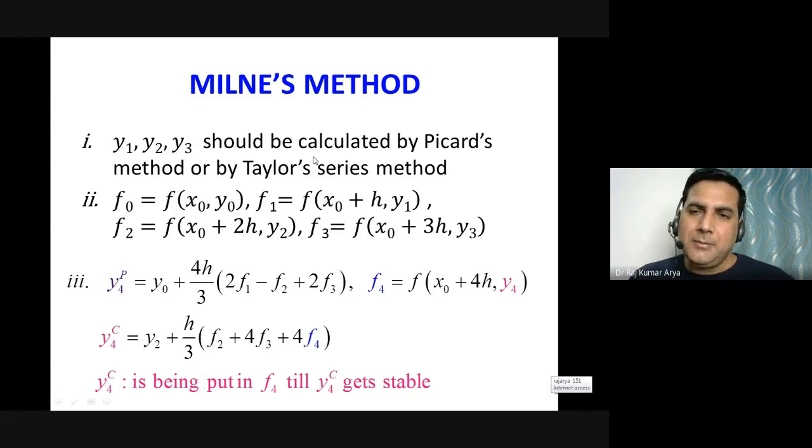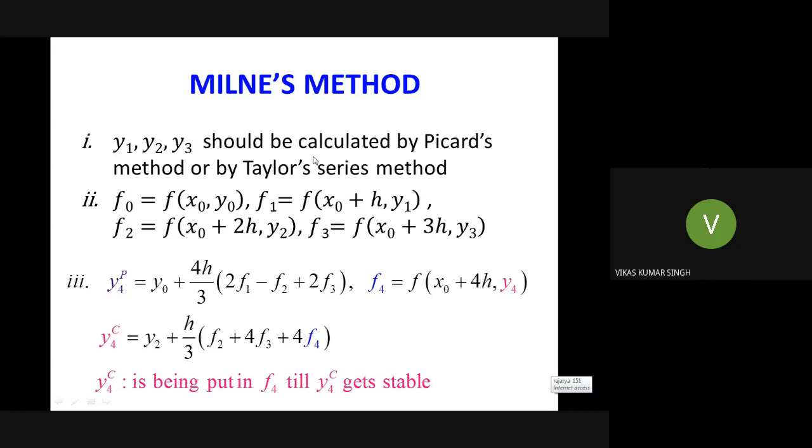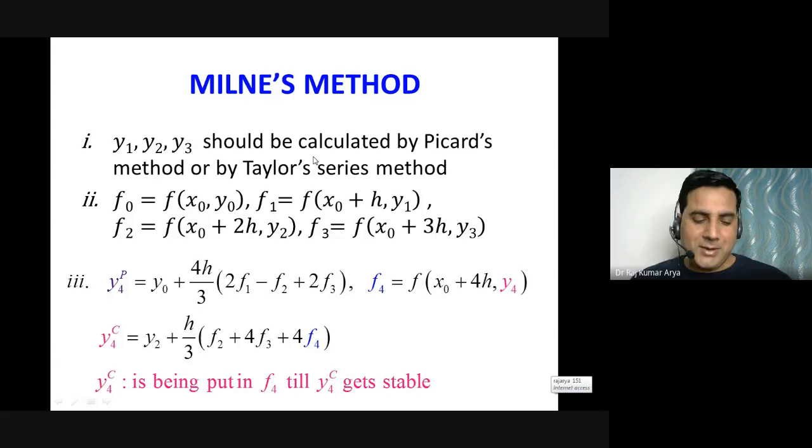Have you heard the term Picard's method? What is that? Does anyone remember? So you need to have y1, y2, y3.